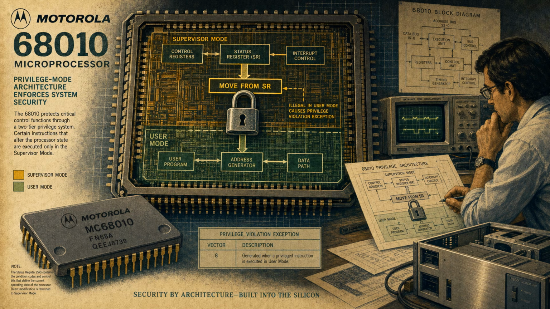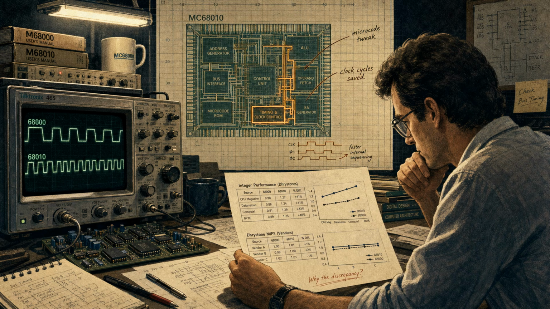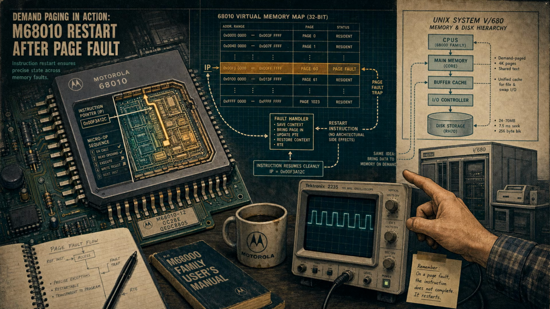There was also a subtle but important privilege change. The move from status register instruction became privileged on the 68010. That helped operating systems enforce protection models more strictly. And overall, thanks to minor internal tweaks and timing improvements, the 68010 generally ran a bit faster at the same clock rate. Though exact performance figures vary by source and benchmark, and contemporary documentation doesn't always agree on the typical percentage gain. The extended fault handling in the 68010 was largely about one thing: making true virtual memory feasible.